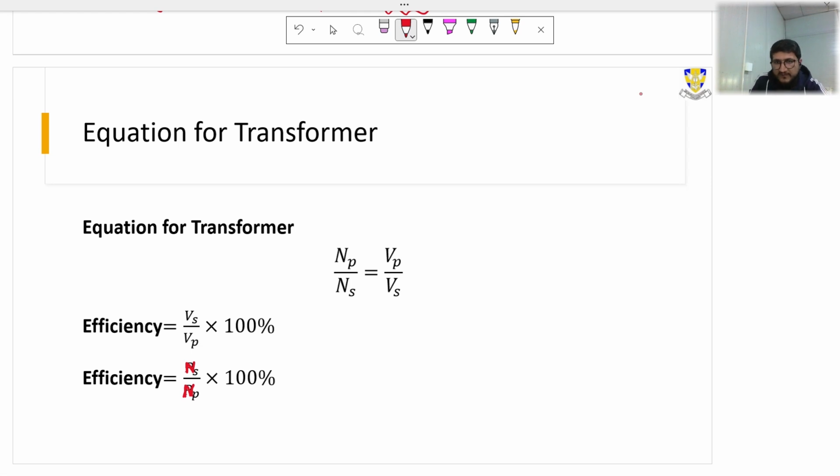Okay, so just give me a minute. So this is like this. Okay, so it's a number of turns in the primary and the secondary.